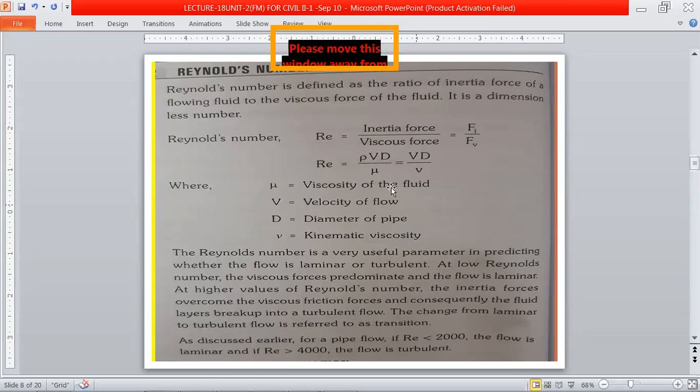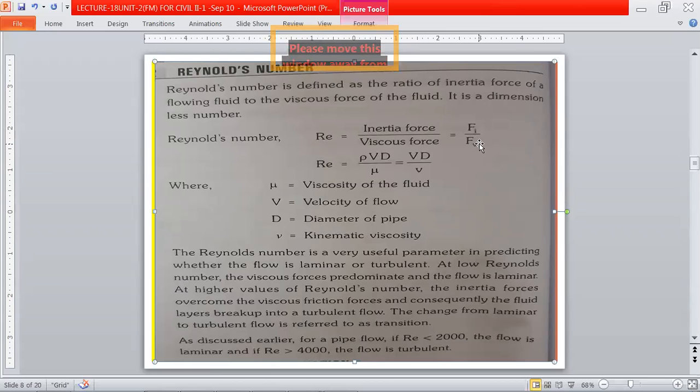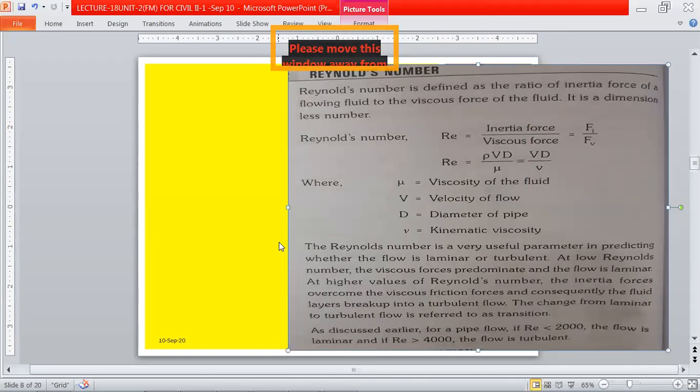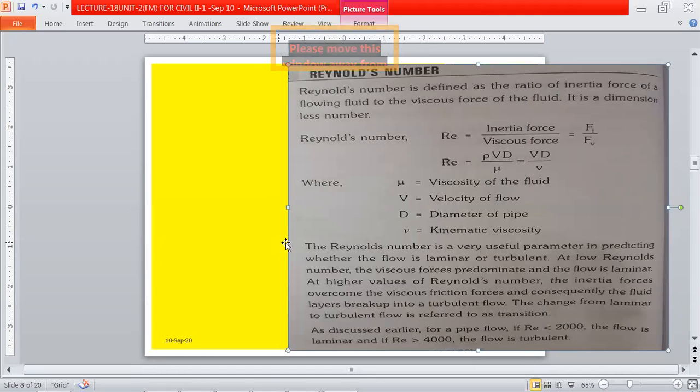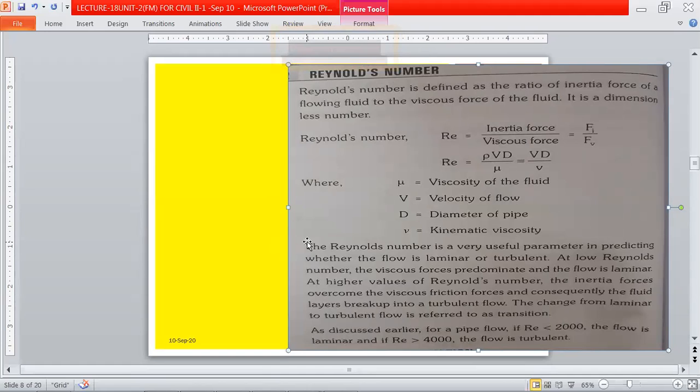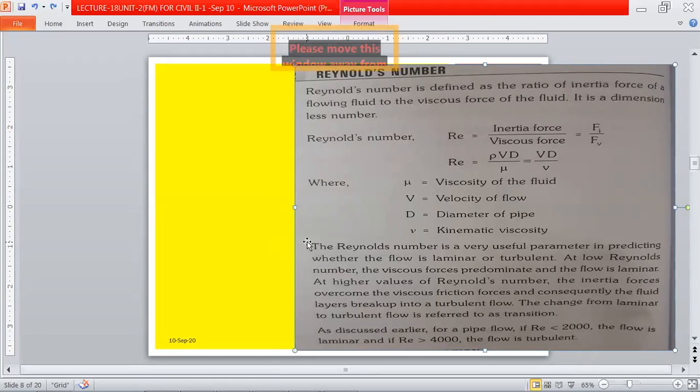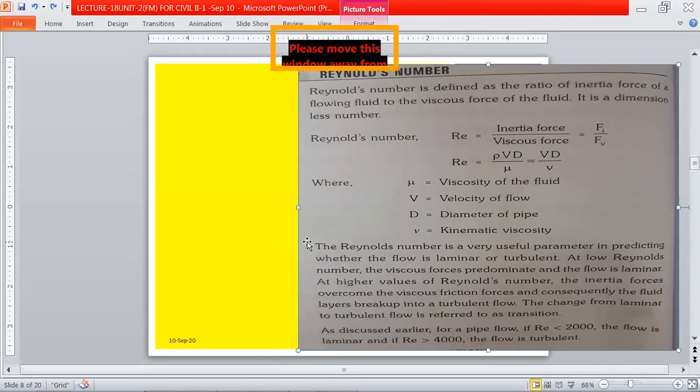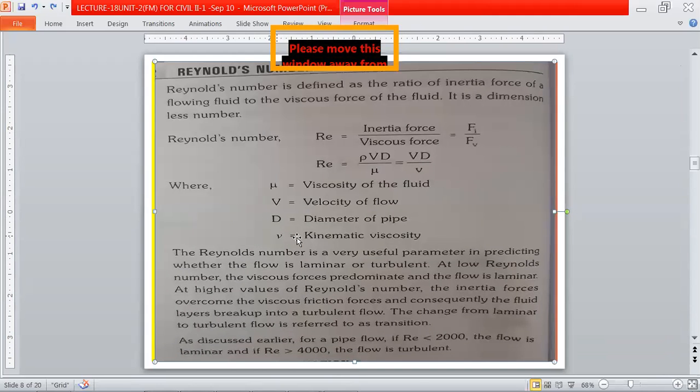So Reynolds number is defined as simply the ratio. See the ratio, Re is equal to inertia force of the fluid by viscous force of the fluid. Inertia force is F_I and viscous force is F_V. Therefore, Re is equal to rho V D by mu, that is, V D by nu. Here rho by mu is equal to 1 by nu. Mu is the viscosity of the fluid, V is the velocity of flow, D is the diameter of the pipe, and nu is the kinematic viscosity.